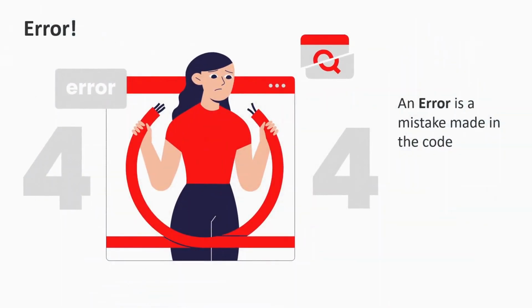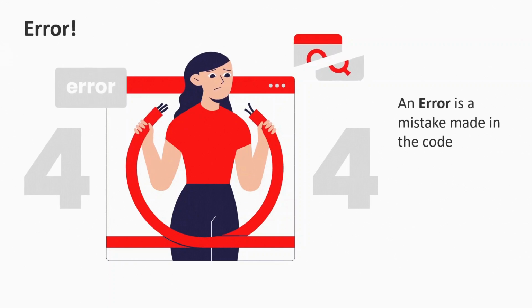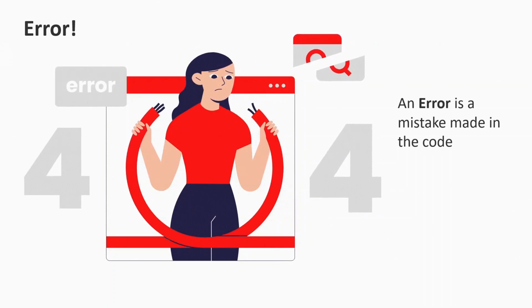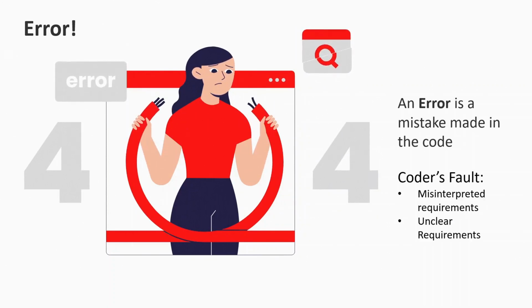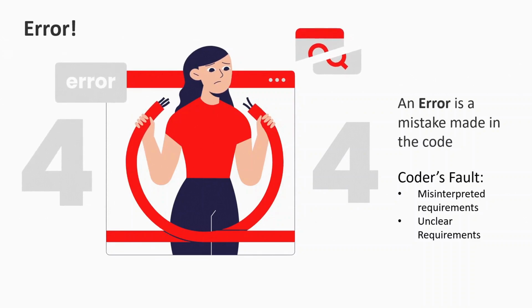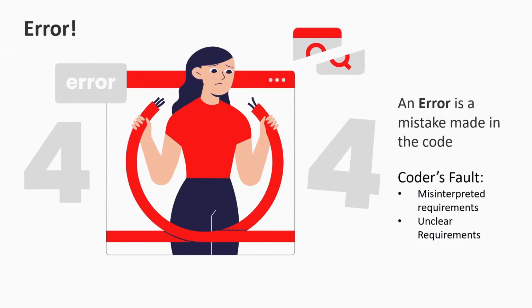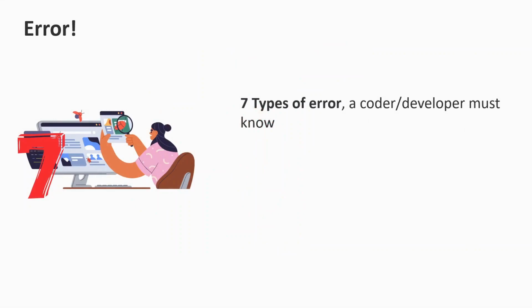What is an error? An error is a mistake made in the code. A mistake might happen as a result of developer's coding fault that may occur due to misinterpreted requirements or unclear requirements. There are 7 types of error that a coder must know.